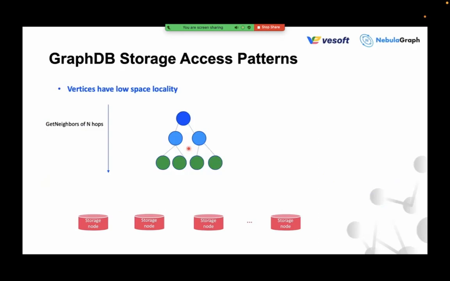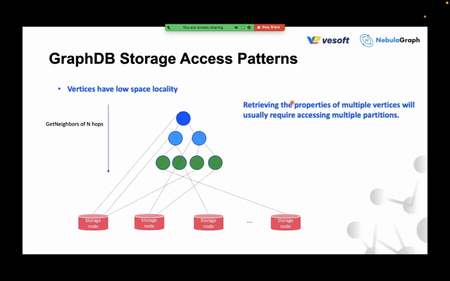So essentially in the diagram here, we have a lot of vertices, and because we are using hashing functions to partition the vertices, these vertices may reside in different storage. So retrieving the properties of multiple vertices will usually require accessing multiple partitions. And if we want to traverse the graph and retrieve the properties of vertices which are n hops away, n greater than 1, then the number of random vertex accesses will increase exponentially with the number of hops.